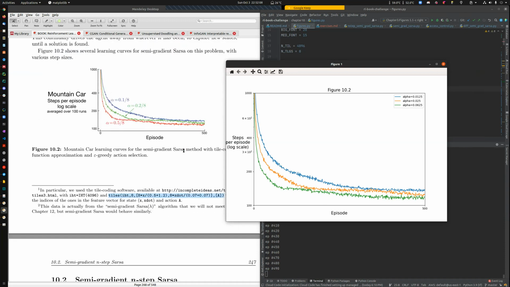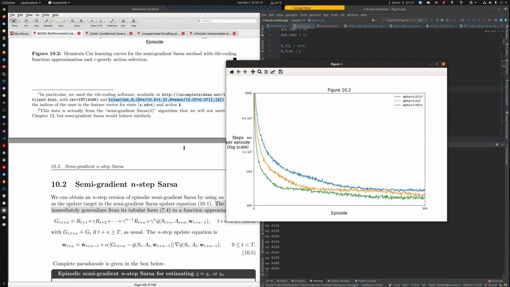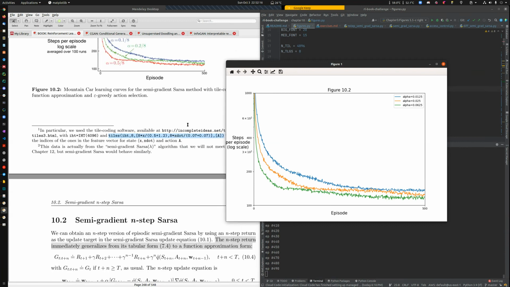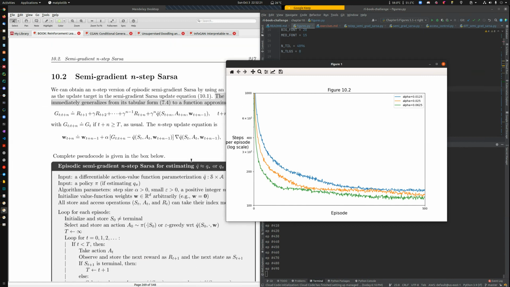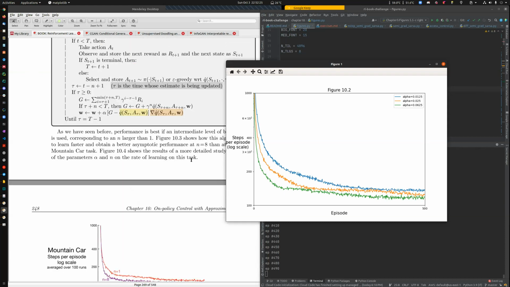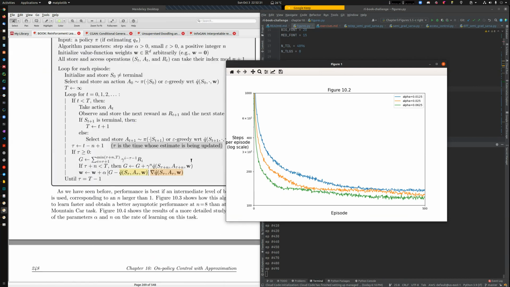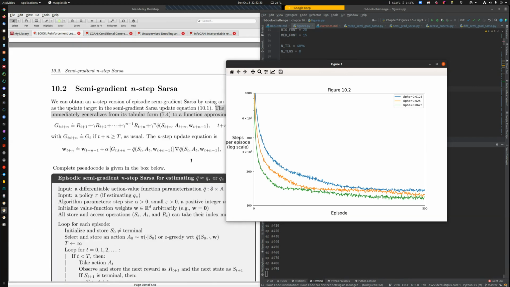And then since it shows the steps per episode on a log scale, that is averaged over 100. This is the same representation that I came across. Then I have reproduced 10.3 and 10.4. We will allude to it when we get there. So, yep, you can take it from here.